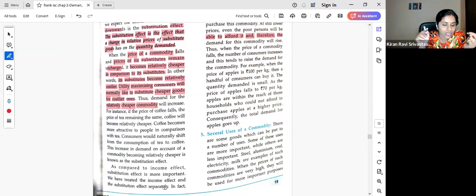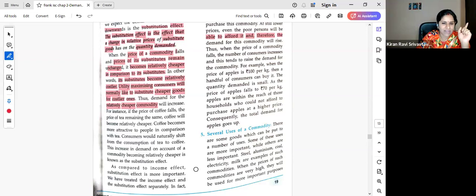Substitution effect talks about that if the McDonald's price is falling, then even KFC burgers, the substitute burgers, consumers will also come and start purchasing McDonald's burger. So here the demand is increasing because of substitution effect. Is that clear? Okay. And people get confused between income effect and substitution effect. I do not want you to get confused.